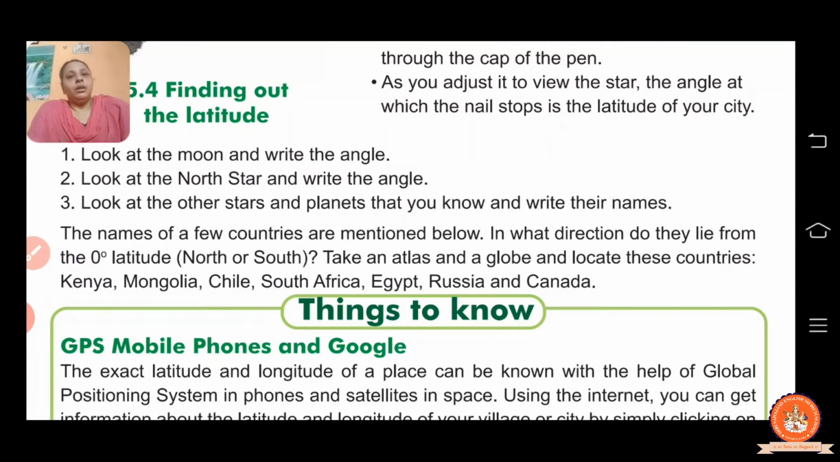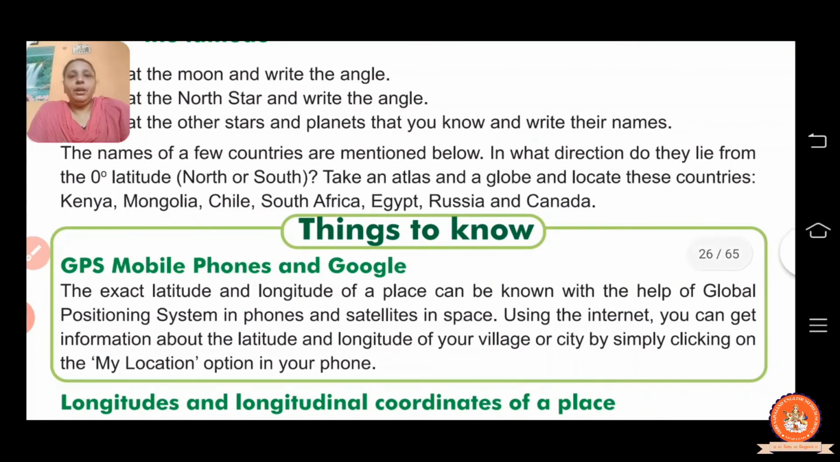Okay, so for these countries we have to take the globe or the map and find which countries are on the north side of 23.5 and which are on the south side. We have to take the information from the globe.